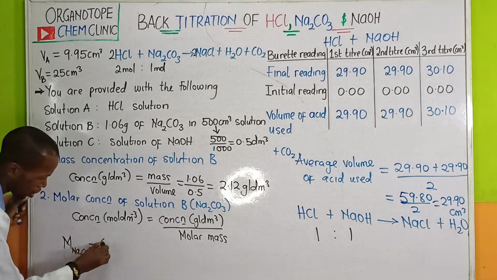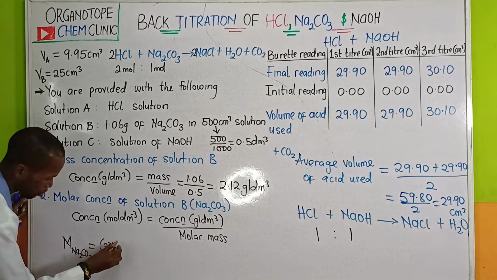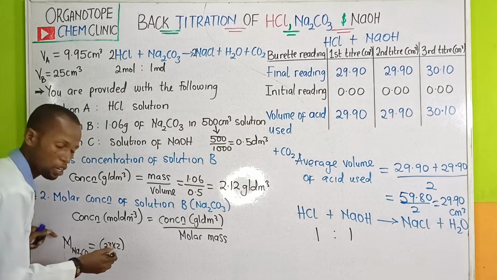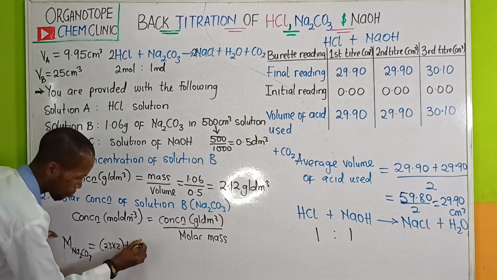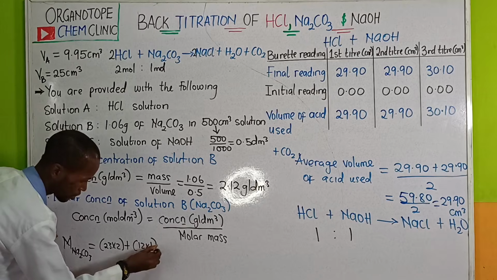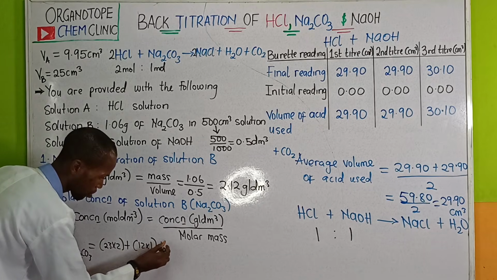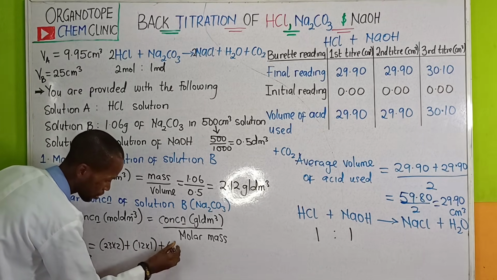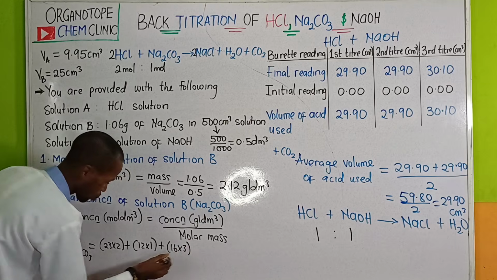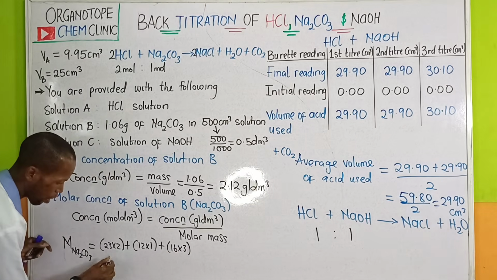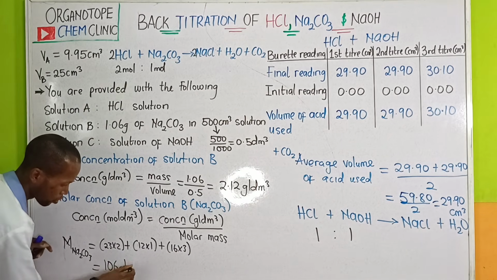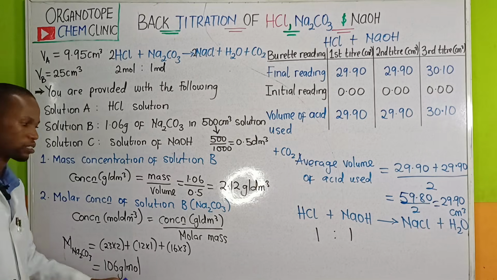We are expected to determine the molar mass of sodium carbonate. So we have sodium 23 times 2. The atomic mass of sodium is 23, plus carbon 12 times 1. The atomic mass of carbon is 12, plus oxygen 16 times 3. So by the time we add this up, it will give 106 gram per mole. So the unit for the molar mass is gram per mole.